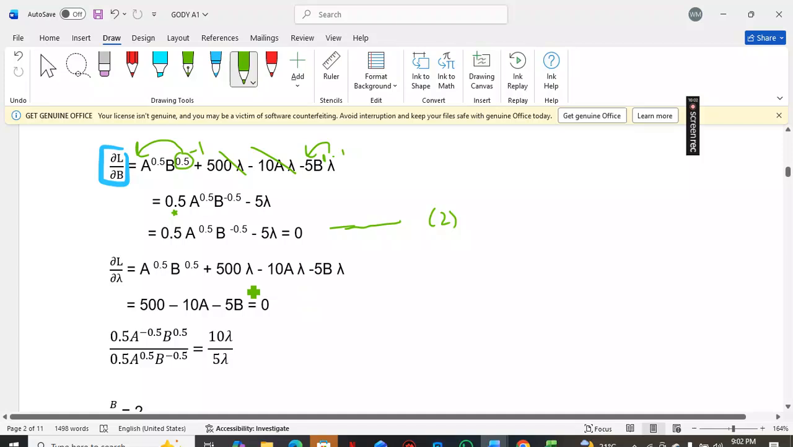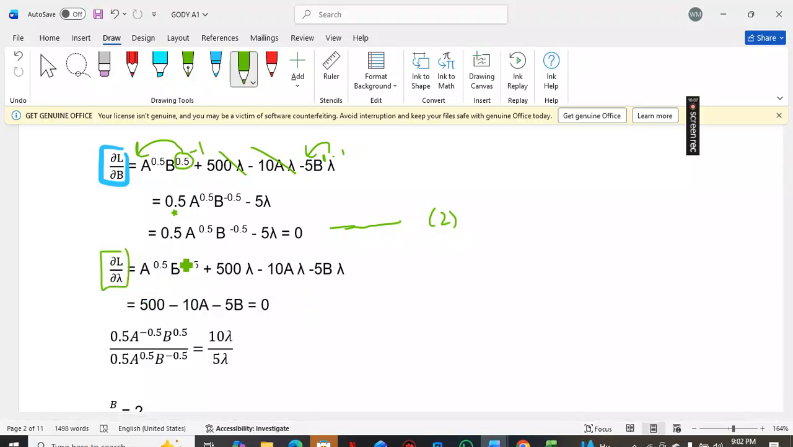Alright, now you are going to derive this function with respect to lambda. So a to the power 0.5, b to the power 0.5 goes here. Lambda to the power 1, 1 times 500, that is 500 lambda to the power 0. Then negative 10a lambda: lambda to the power 1, 1 times negative 10, negative 10; subtract 1, lambda to the power 0.